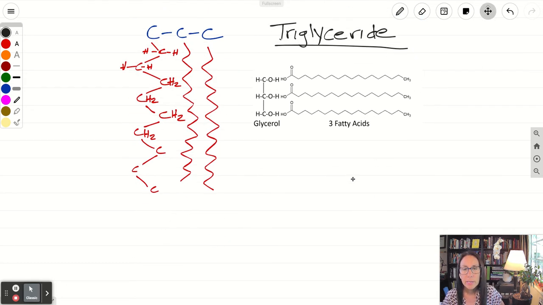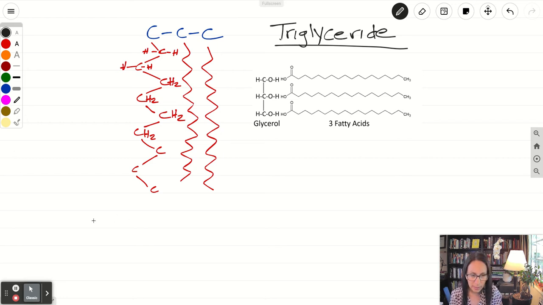I want to point out that these fatty acid tails come in 2 different forms. In this picture, I have a carbon with 2 hydrogens, a carbon with 2 hydrogens, and all of these are carbons with 2 hydrogens. Sometimes there are fewer hydrogens than what are allowed. If all the hydrogens are fully bound to all the carbons, it is called a saturated fat.